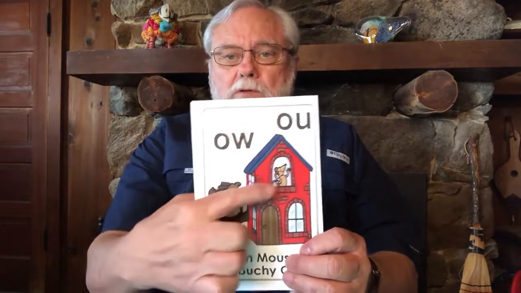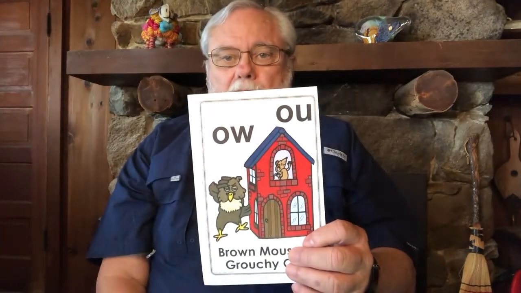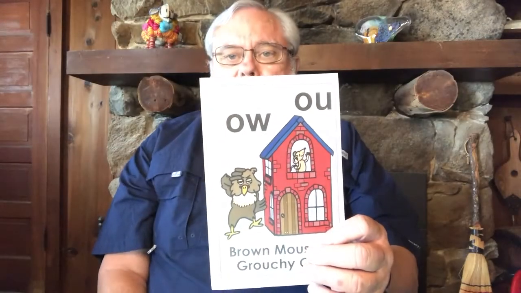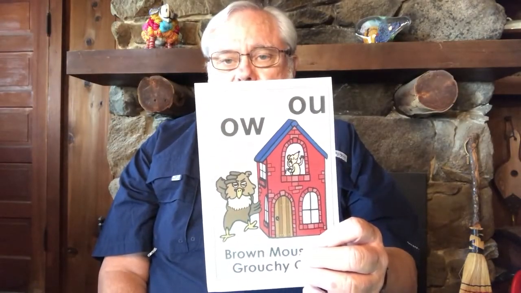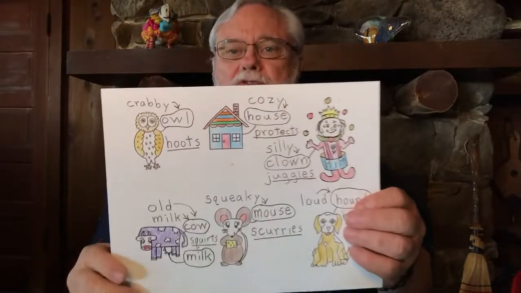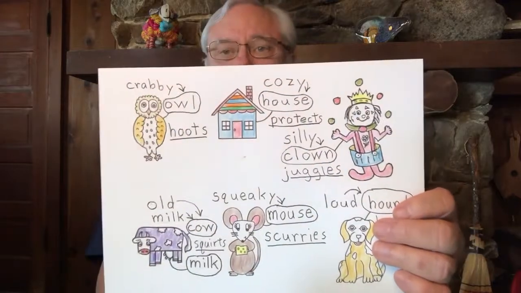In our last lesson, we learned about Grouchy Owl and Brown Mouse and how Brown Mouse was being chased around her townhouse by Grouchy Owl, and she escaped through a tiny door as he was coming down too fast, and he couldn't stop in time, and so he hit the door with his head, grabbed his head, and said, "Ow!" And so our sound from last time was what? Ow!